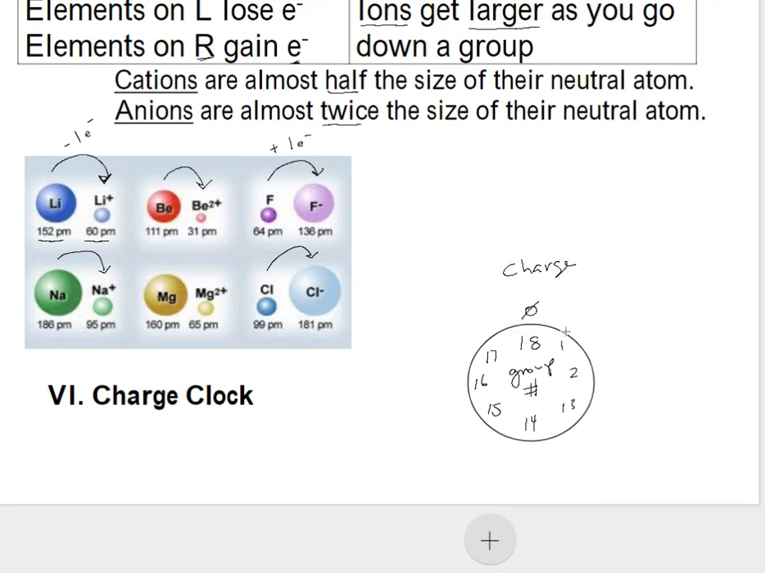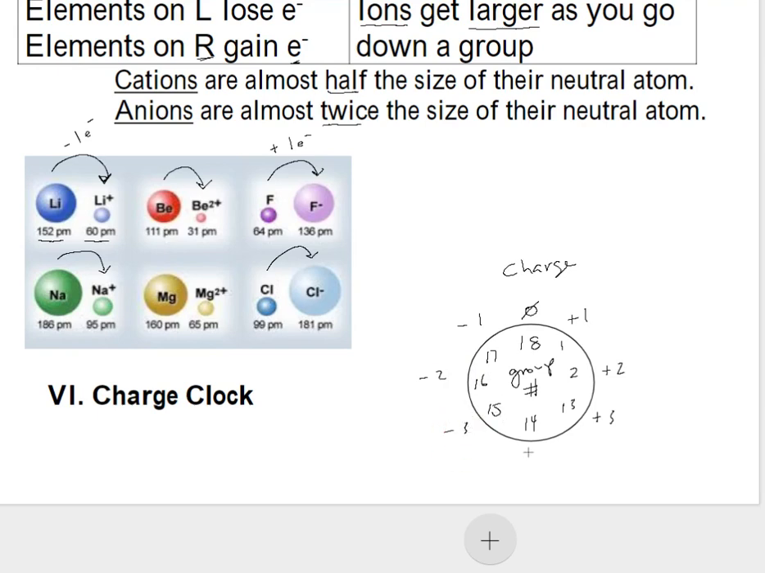18 has no charge. They don't want to gain or lose any. Group 1 has a +1 charge. Group 2 has a +2 charge. Group 13 had a +3 charge. And then the halogens had a -1. The group 16 oxygen's group was -2. Group 15 nitrogen's group, -3.